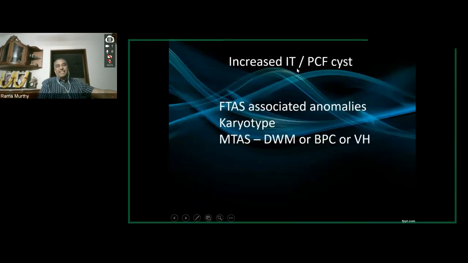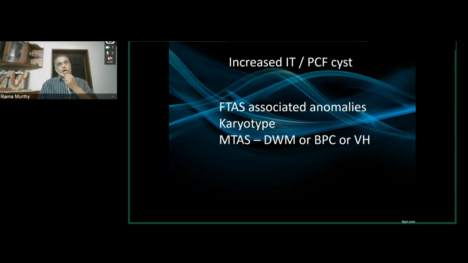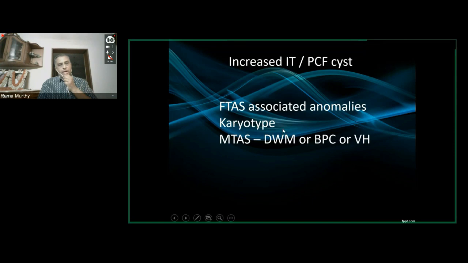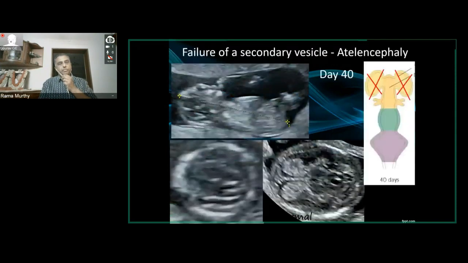So therefore, in a case of increased IT or a PCF cyst, so how do we go about the situation of an increased intracranial translucency or a PCF cyst, a posterior cranial fossa cyst? So first of all, we've got to look for associated anomalies in the current scan that we are doing. Secondly, we must plan a karyotype or even a chromosomal microarray. And thirdly, if there's any doubt regarding the diagnosis, which oftentimes there would be, we need to wait till the mid-trimester anomaly scan, or you can even prepone the classical 18 weeks or 19 week scan. You can prepone it to around 16 weeks and take a look at what's happening, right?